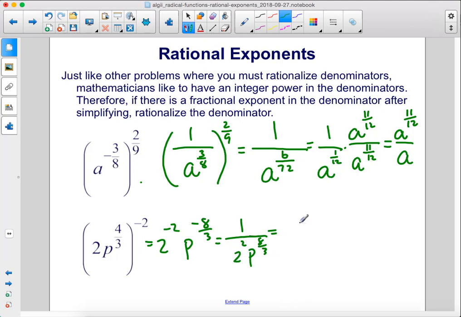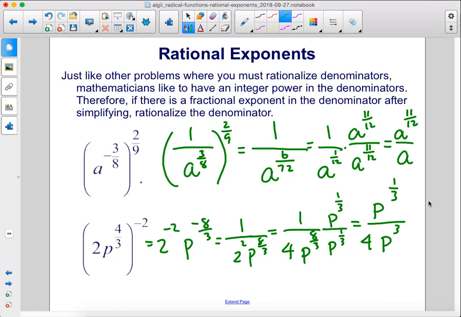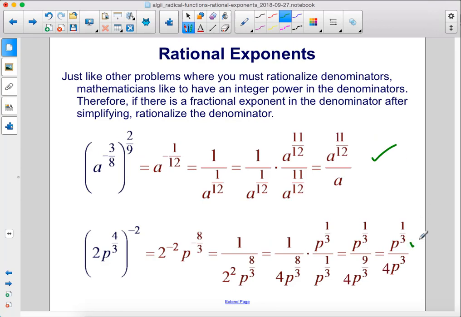2 squared is 4. And then p to the 8 over 3 power, well, we need to eliminate this. So what we can do is take this and multiply it, top and bottom, by p to the 1 over 3 power. Because then when we multiply these together, it'll add up to 9 over 3. So that gives us p to the 1/3 power on top, 4 times p cubed on the bottom, because 9 over 3 is 3. And there are our answers.